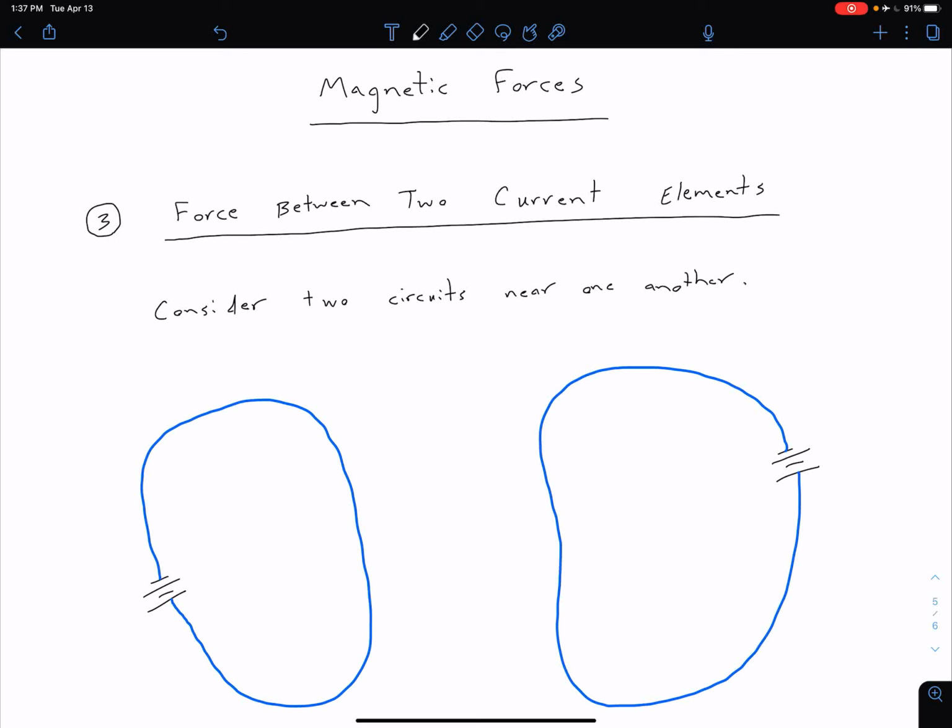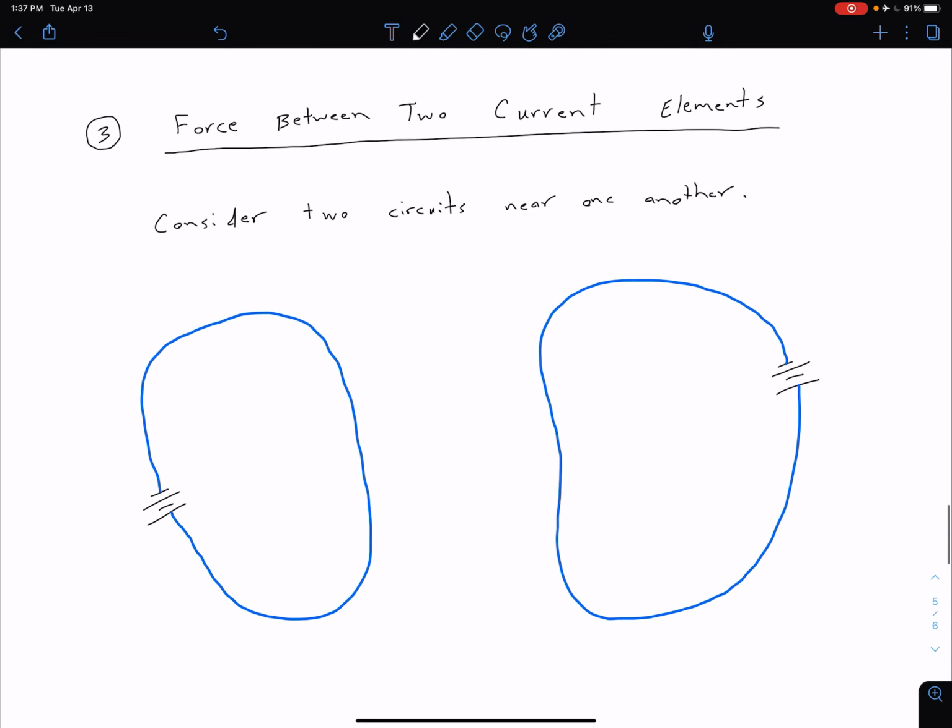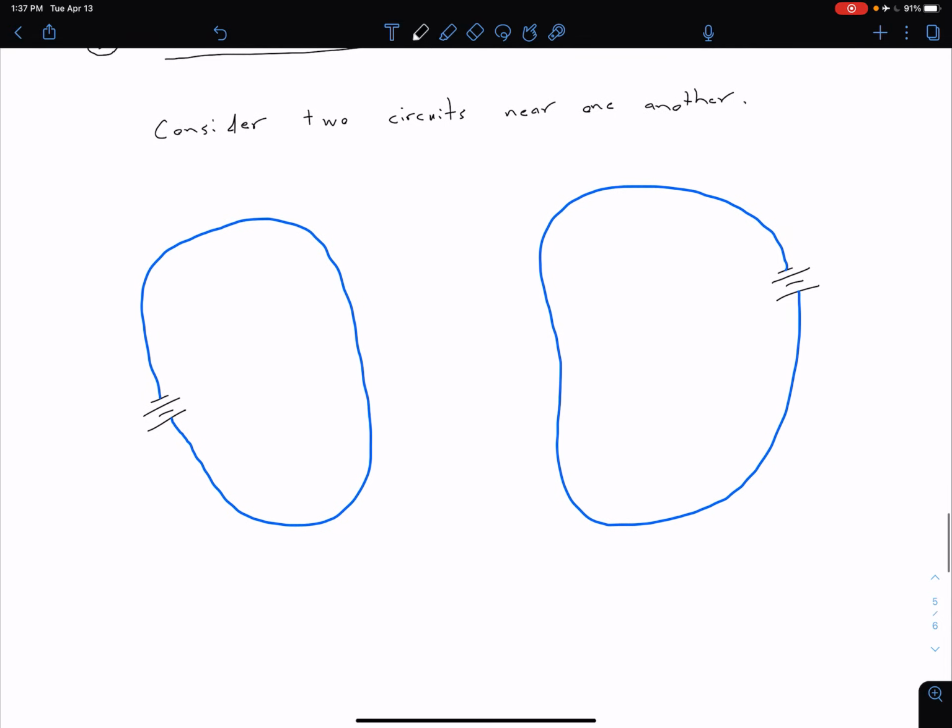Let's look at our third manner in which we can experience a force due to a magnetic field. And so this is going to be the force between two current elements. In order to investigate this, let's consider two circuits that are operating near one another. This circuit on the left, let's call this circuit 1, and over here on the right we have circuit 2. Of course, these aren't really complicated circuits or anything.